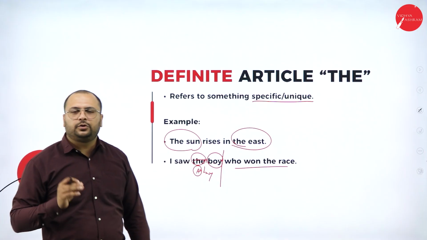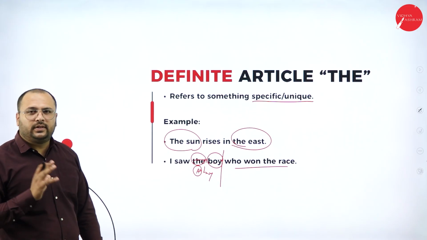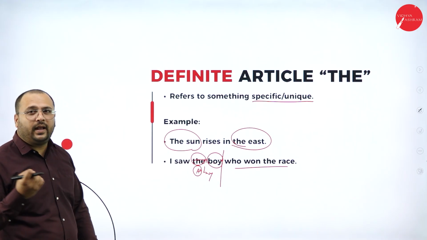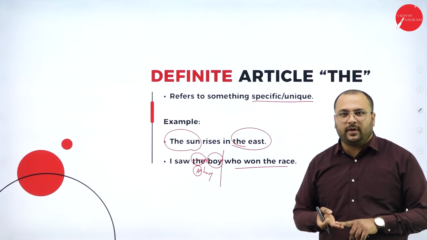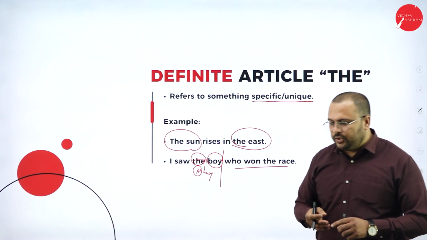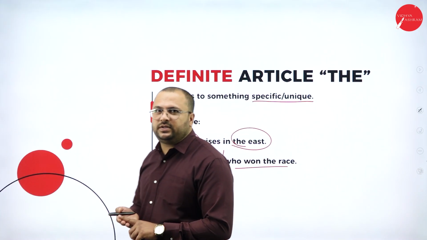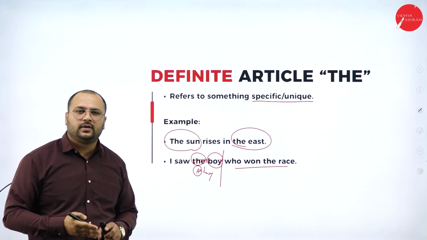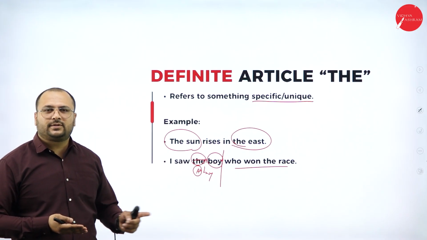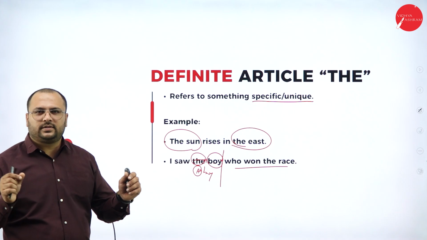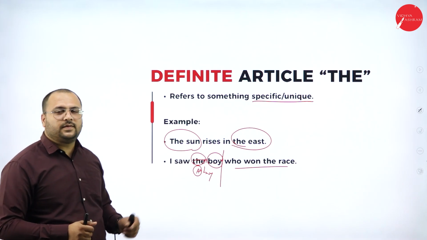And along with that, you should also remember, you use the article with the names of the planets, names of the rivers, names of the mountains. And along with that, you should use the article with superlative degrees of comparison. He is the smartest boy. He is the tallest. He is the most intelligent. So like this, you can use the definite article with all these words.